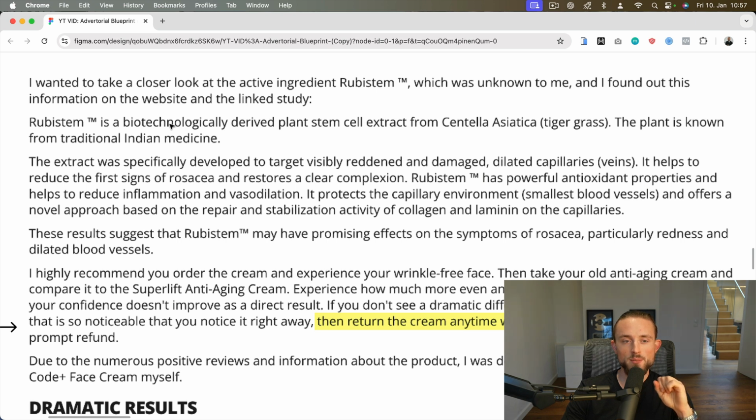So basically we say, I wanted to take a closer look at the active ingredient RubyStem, which was unknown to me, and I found this information on the website and the linked study. So it's a biotechnologically derived plant stem cell extract, what a word, from Centella asiatica, right? The plant is known from traditional Indian medicine. The extract was specifically developed to target visibly reddened and damaged dilated capillaries. It helps to reduce the first signs of rosacea and restores a clear complexion. RubyStem has powerful antioxidant properties and helps to reduce inflammation and vasodilation. It protects the capillary environment and offers a novel approach based on the repair and stabilization activity of collagen and laminin on the capillaries. These results suggest that RubyStem may have promising effects on the symptoms of rosacea, particularly redness and dilated blood vessels.